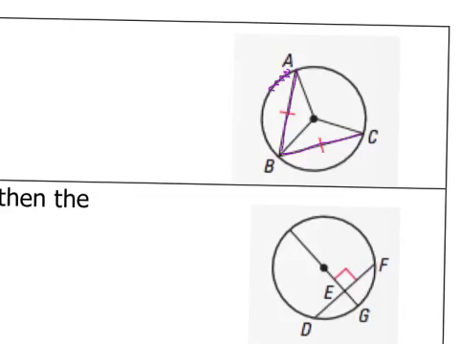What that means is their corresponding arcs, so for example, arc AB, is going to be congruent to arc BC. The corresponding arcs of those congruent chords are congruent, is what the first one says.